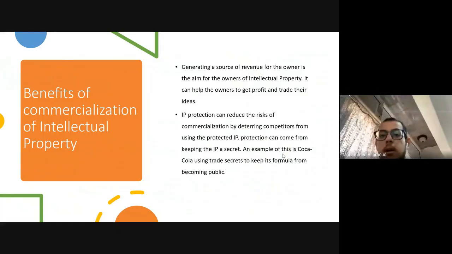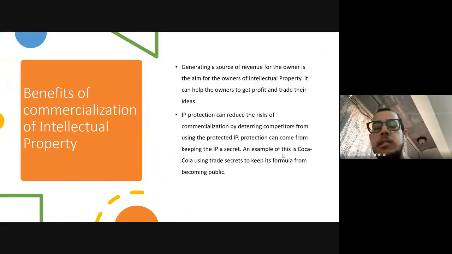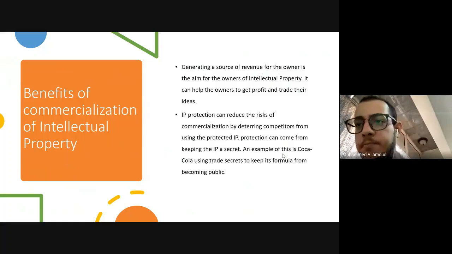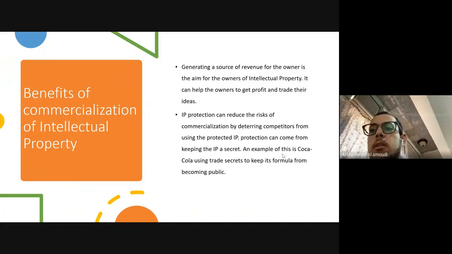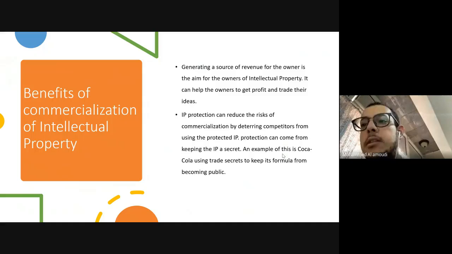Assalamu alaikum. The benefits of commercialization of intellectual property: generating a source of revenue for the owner is the aim of the owners of the intellectual property. It can help the owners to get profit and trade their idea. IP protection can reduce the risk of commercialization by deterring competitors from using the product.